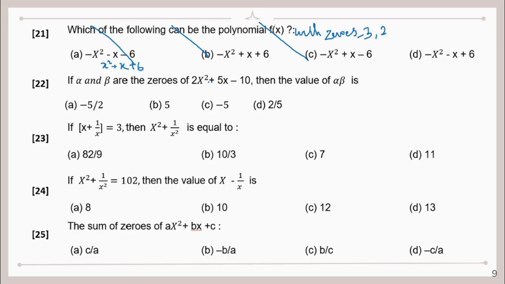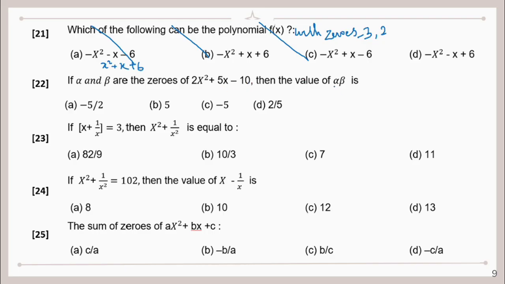Alpha and beta are the zeros of 2x square plus 5x plus 10. Then the value of, see the 22nd question. Alpha and beta are the zeros of 2x square plus 5x minus 10.